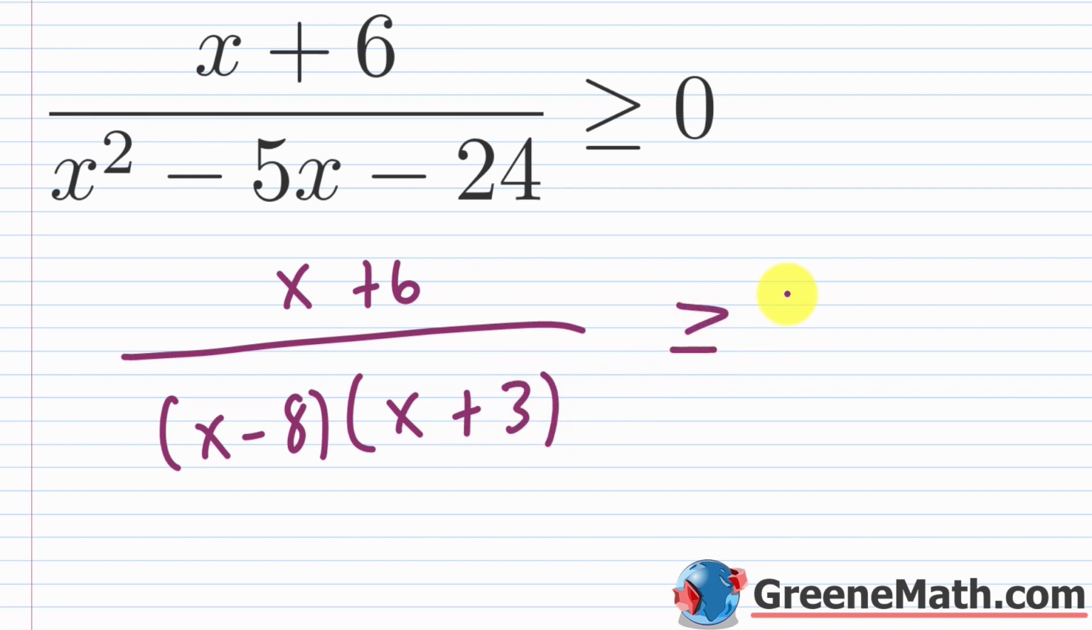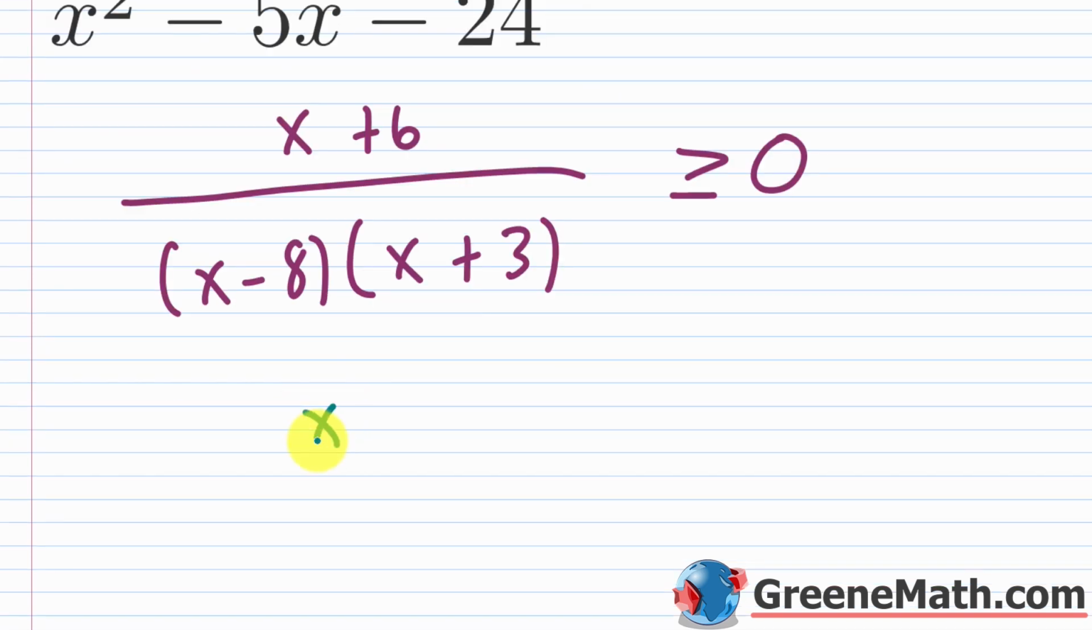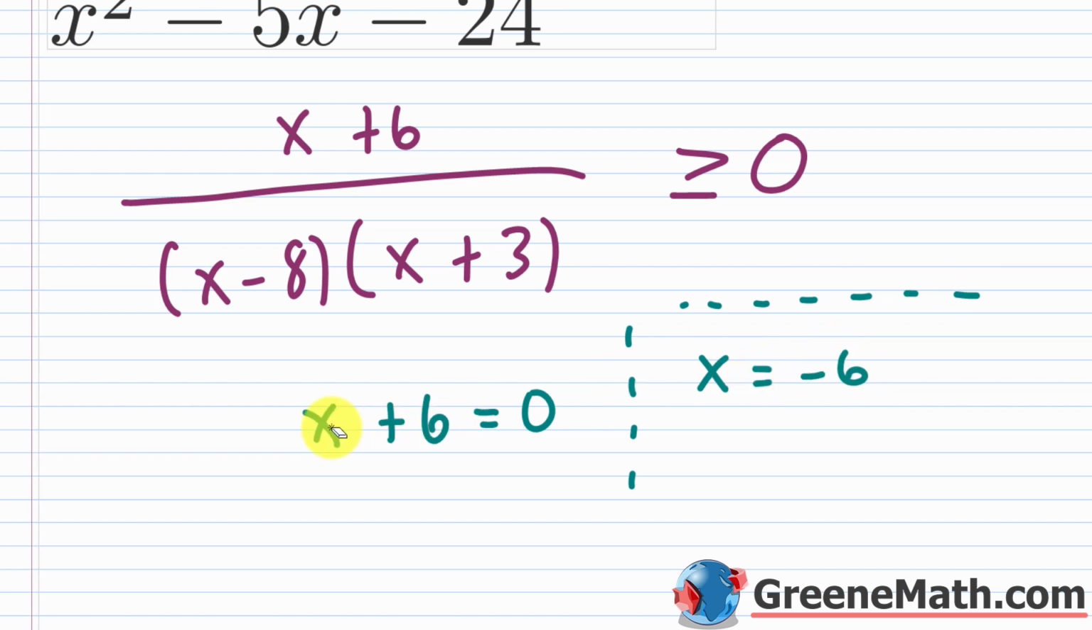And then this is greater than or equal to 0. So again, I'm going to say that x plus 6 is equal to 0. That's for my numerator. So here, we'll just say that x is equal to -6. Again, just subtract 6 away from each side.